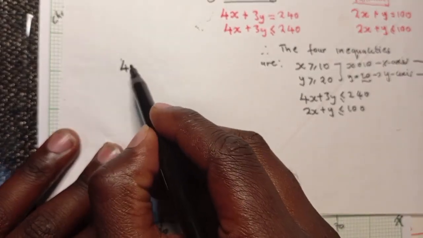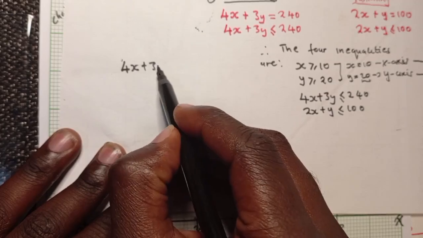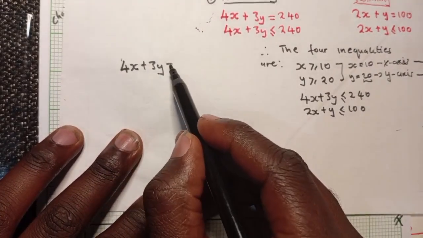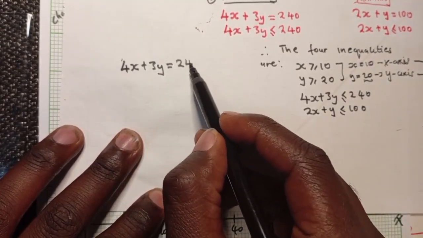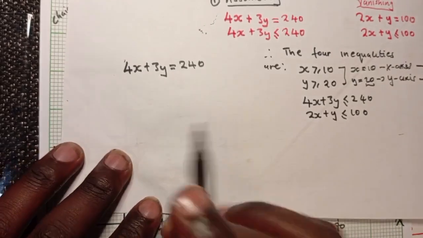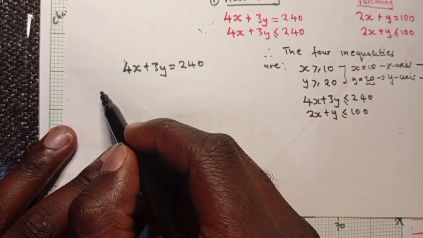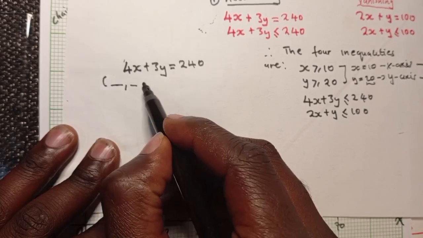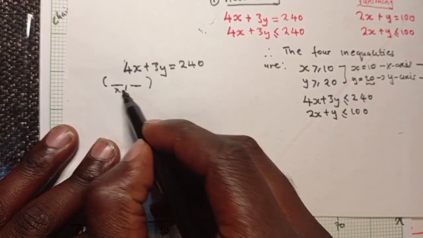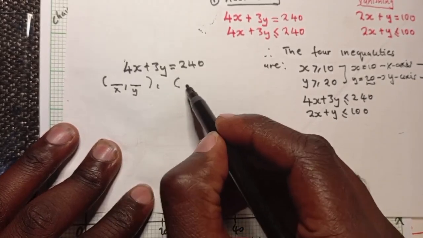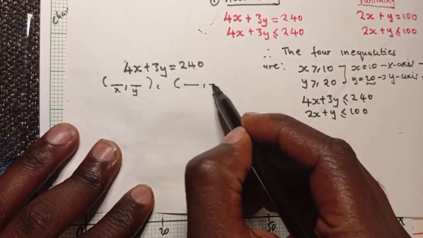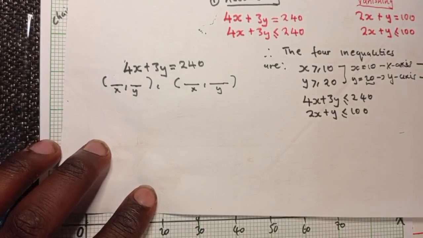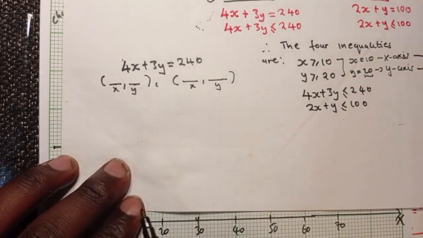So you have 4x plus 3y. You just listen carefully here. When coming up with the line, you can change this symbol to equals just for easy calculation. Now here you need 2 points, x and y, and the other point. Okay, so you need 2 points. And here is how we are going to do that, making these 2 points.